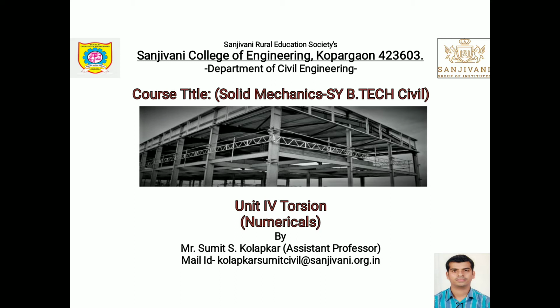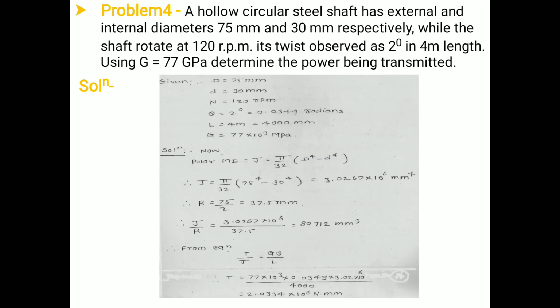In today's lecture, again we will discuss the numericals based on the torsional formula. So, the statement of the numerical is as follows. A hollow circular steel shaft has external and internal diameter 75 mm and 30 mm respectively. While the shaft rotates at 120 revolutions per minute, its twist observed is 2 degrees in 4 meter length. Using G equal to 77 GPa, that is gigapascal, determine the power being transmitted.